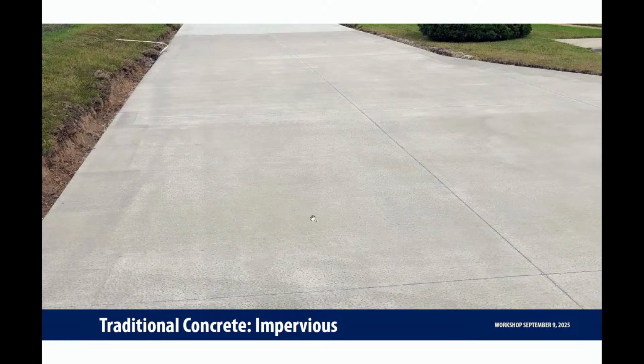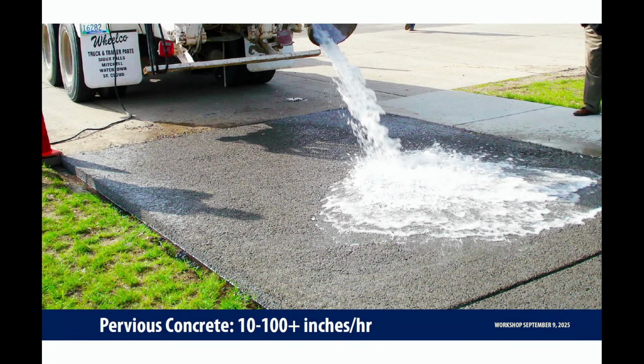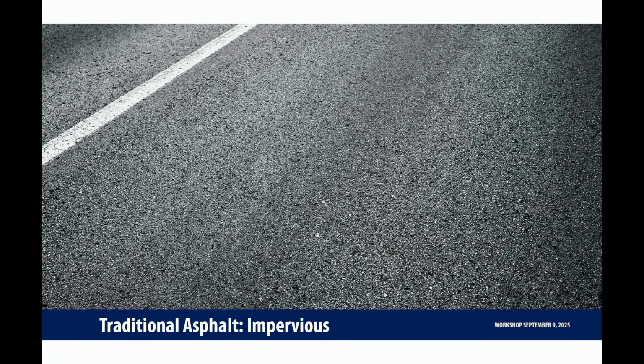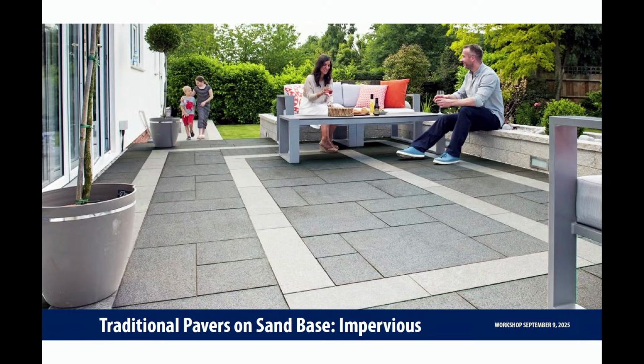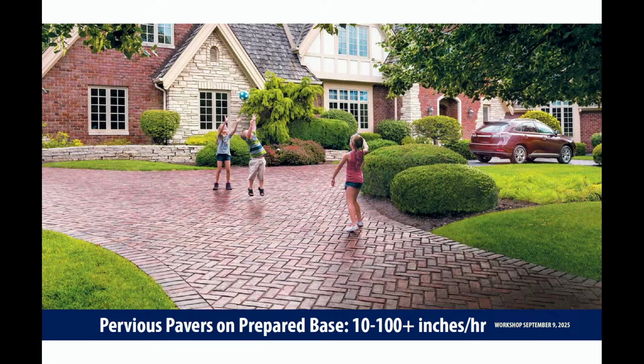Traditional concrete is impervious. Pervious concrete can be 10 to 100 inches per hour. It can infiltrate. Traditional asphalt is impervious. Pervious asphalt can be 10 to 100 inches per hour. Traditional pavers on a sand base are impervious, but you can have pervious pavers. Again, the numbers vary greatly based on your subsurface conditions, but they all exceed our minimum.